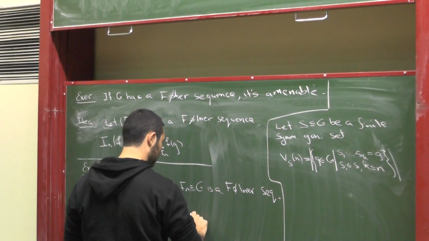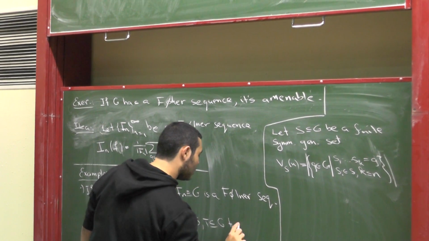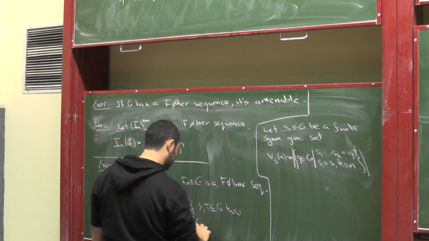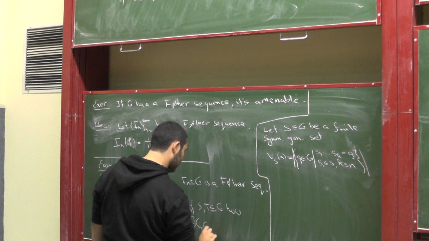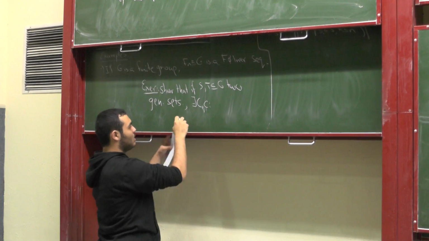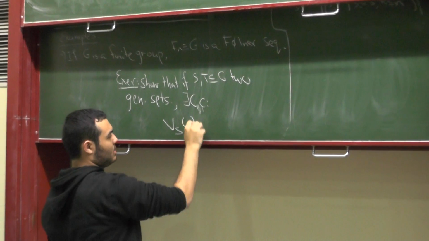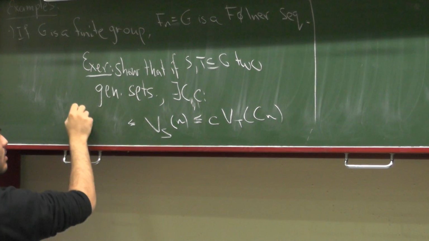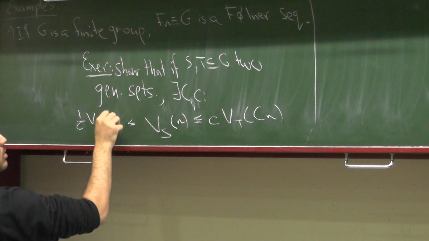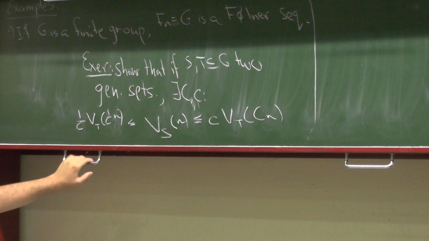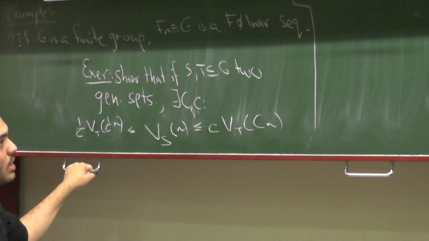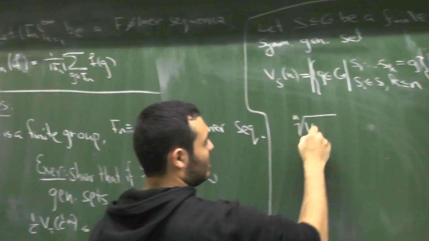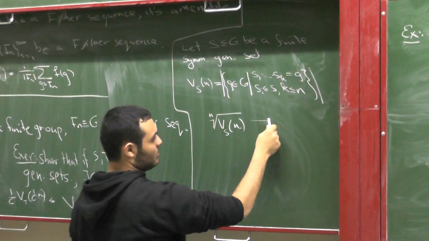And the exercise, if you don't know it: show that if S and T are two generating sets, then for some constants C and little c, the growth with respect to S at n is bounded by little c times the growth with respect to T, and also the other direction. So every two growth functions are equivalent, and we can talk about the rate of growth. In particular, sub-exponential growth means that, one definition, if I take the nth root of this growth, it goes to 1.